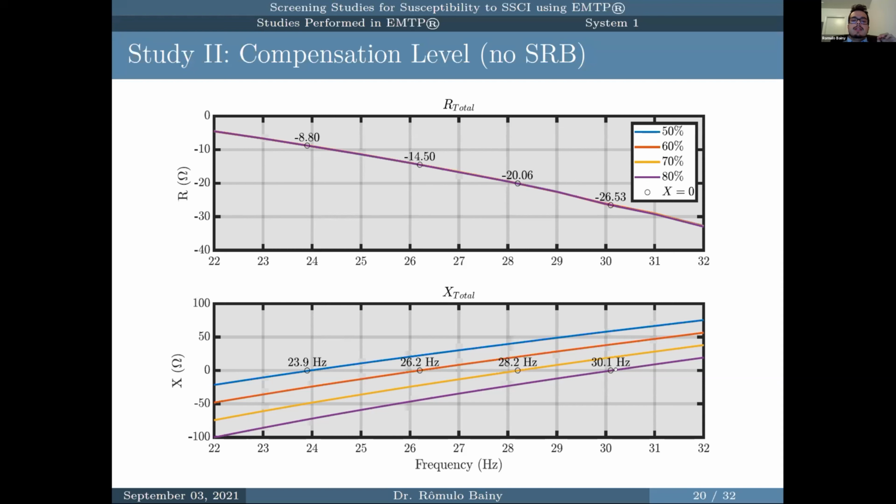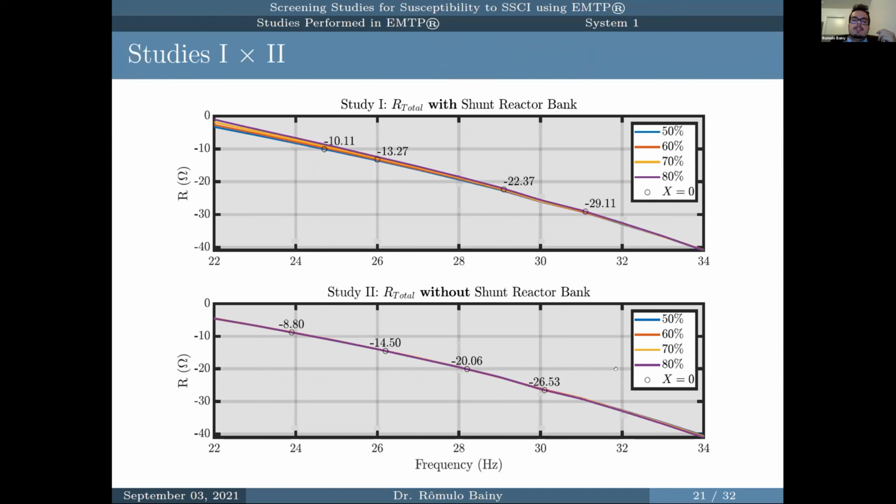The reason that I did this study number 2 is just to see how much the shunt reactor banks are going to influence our studies here, and the inclusion of them. And then what we need to do next is put study number 1 and study number 2 side by side. And you can see that the results are really close. Here I'm just plotting the R total for study number 1, which is the one with the shunt reactor banks.